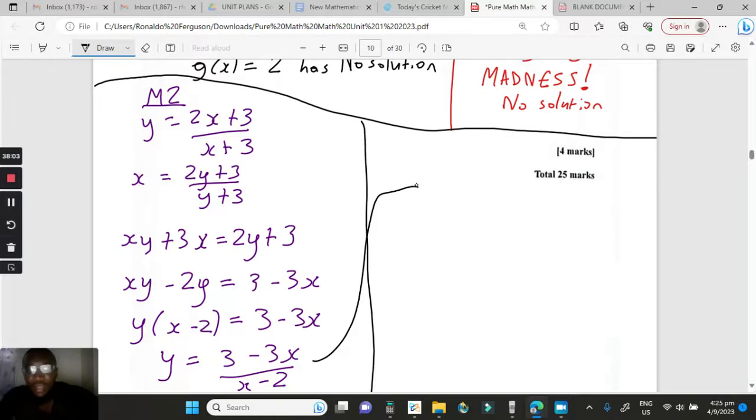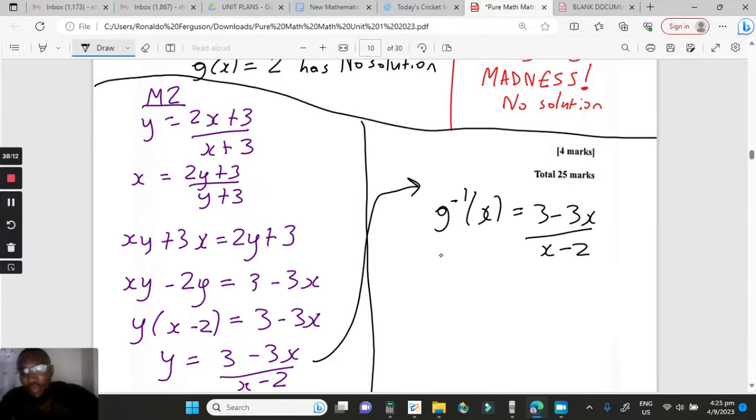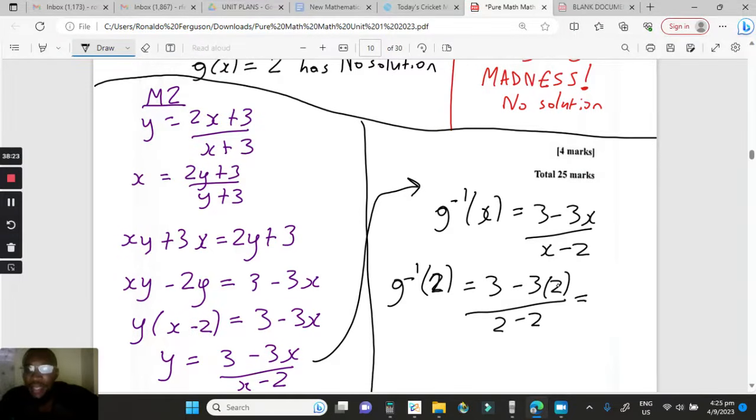So now up here, we're going to say, now that we have g inverse of x, which is 3 minus 3x over x minus 2, then now we need to input x as 2. Inputting x as 2, we have 3 minus 3 times 2 over 2 minus 2, which is 3 minus 6, is negative 3 over 0. But anything divided by 0 has no solution. So since it has no solution, it does not exist.